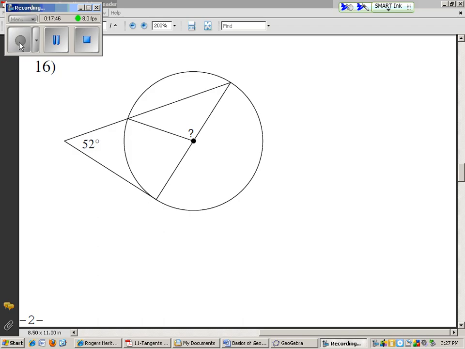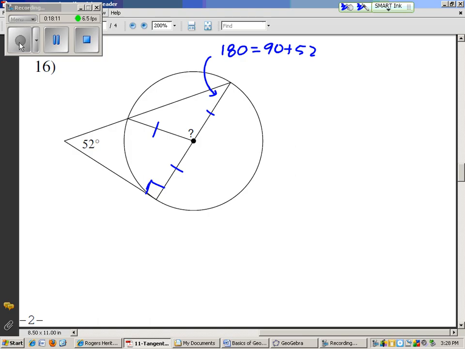Now, number 16, I have to go back and look at this idea of the radii. So we've got radius, radius, radius, radius. Those have to be the same. And I know that this is tangent, so that means that this is a 90-degree angle. And so I can use the fact that this is a right triangle, and I already know two angles, 90 and 52, to find this angle here: 180 equals 90 plus 52 plus x, and solve it, and I'm going to get x is equal to 38. Check my math behind me there.